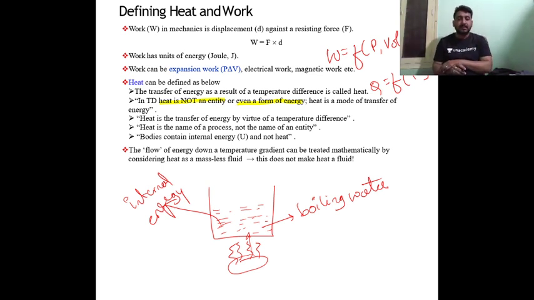Heat is a mode of transfer of energy. Heat is not the entity of a system. Heat is transfer of energy by virtue of temperature difference. I already told that only if there is a temperature difference, then there is heat transfer. Heat is the name of a process, not the name of an entity. Body contains internal energy and not heat. That only I suggested over here. So these are the important things which you have to make a note of.